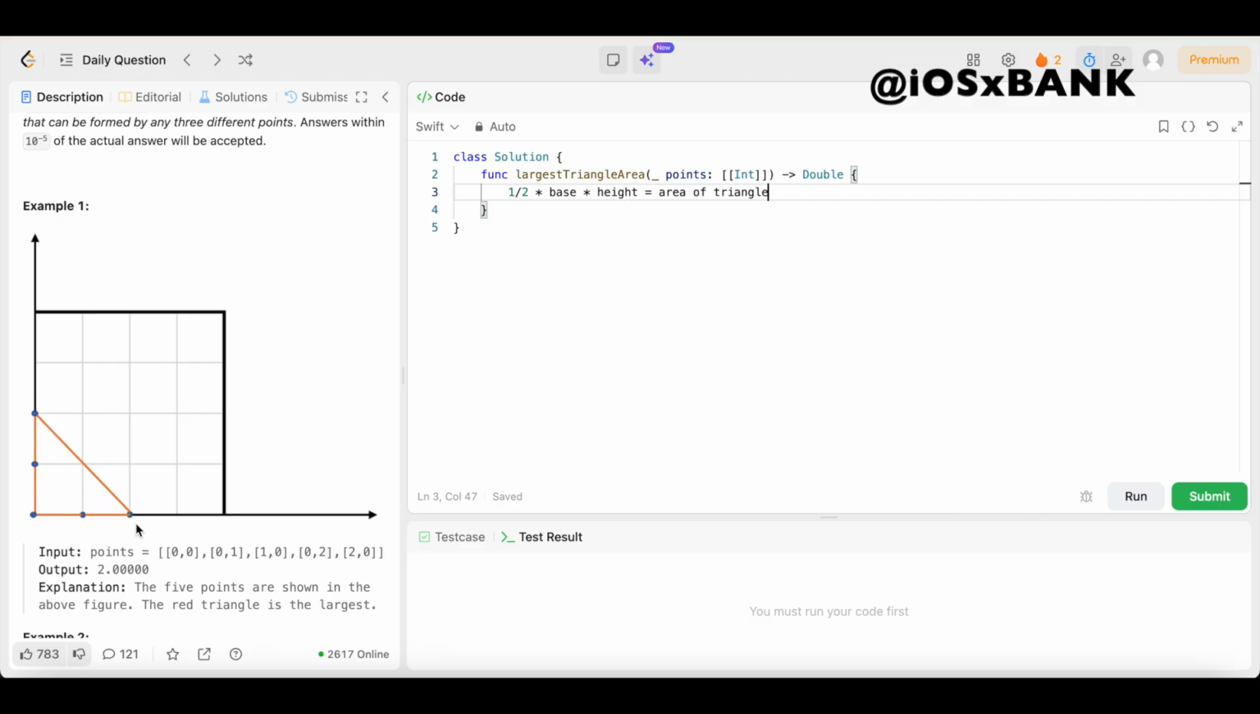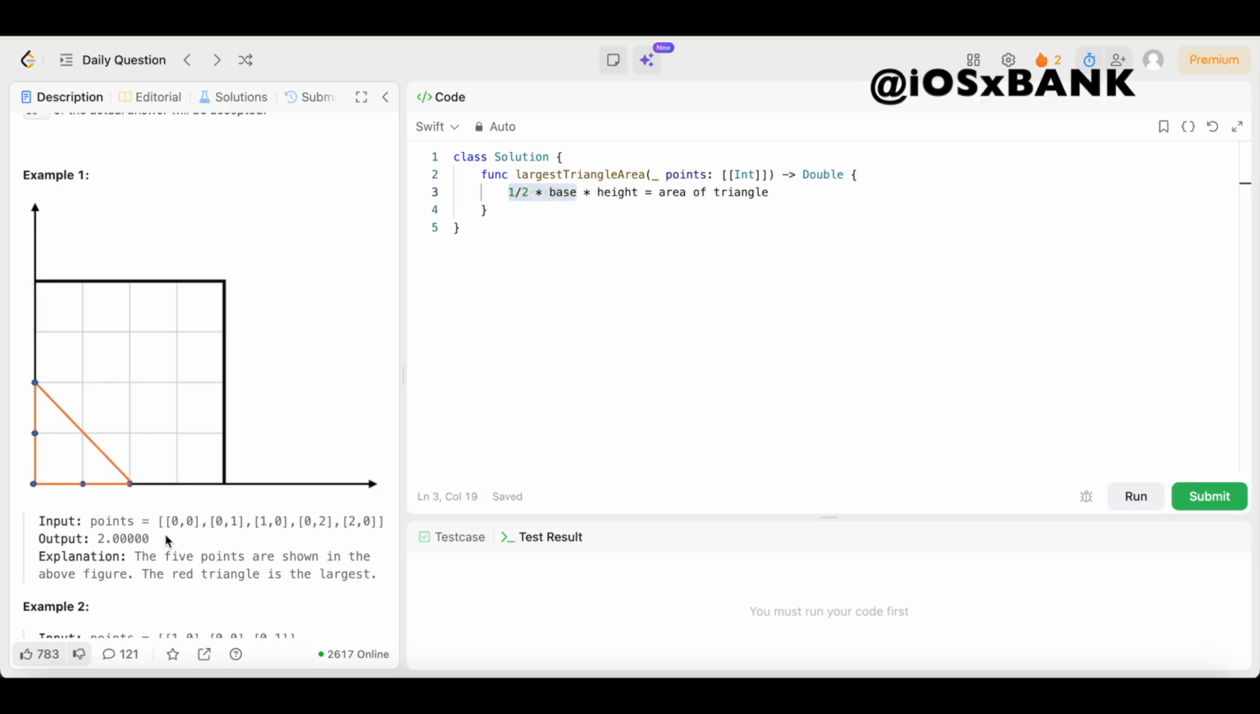So the base is 2, but we're going to do 1/2 times the base. So that means half of 2 is 1, and then the height is 2. So 1 times 2 gives us 2, and that's how we got our output of 2, because that's the area of this triangle, or the largest triangle that we can create.